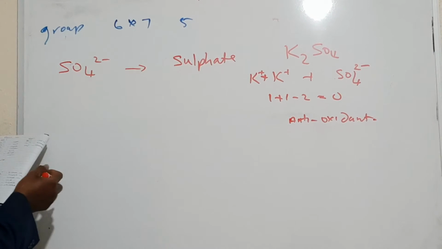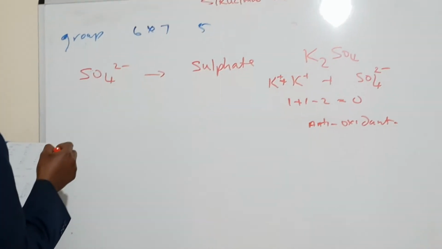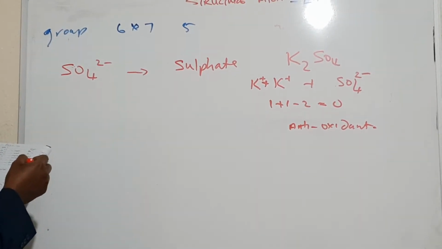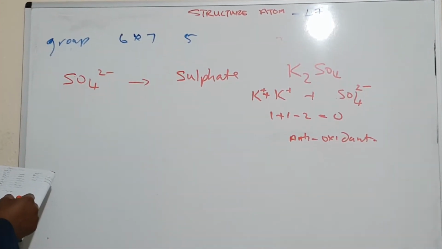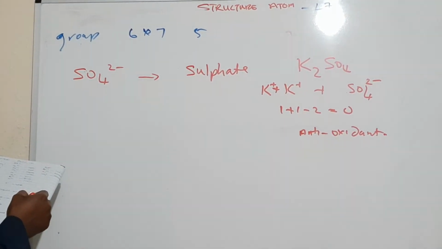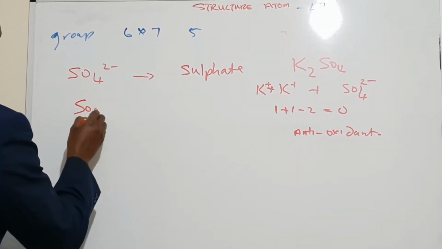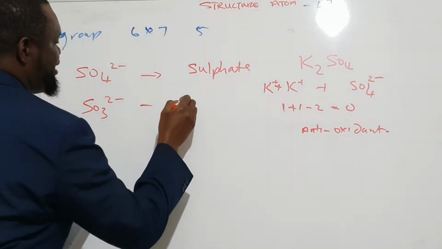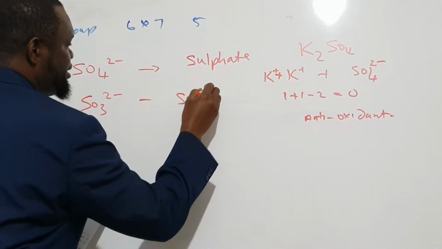Now, sulfite. We have done that one. We have done carbonate. We have done sulfide. We have done phosphate. Sulfite and sulfide. This is SO3 2 minus, sulfite. The other one is sulfide. Okay? This is sulfite.